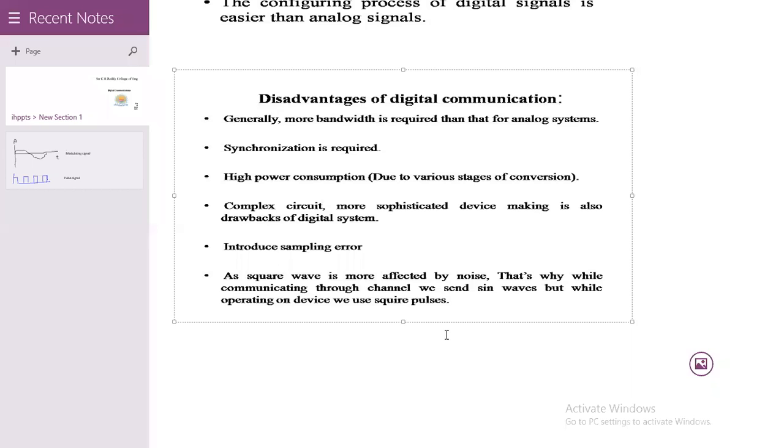So these are the main disadvantages of digital communication when compared with analog communication. In analog communication, the bandwidth requirement is very low, and there is no need for synchronization. But in digital communication, synchronization is very important and the bandwidth requirement is very large. Due to that, the cost of the digital communication system increases. These are the main disadvantages of digital communication compared to analog communication.